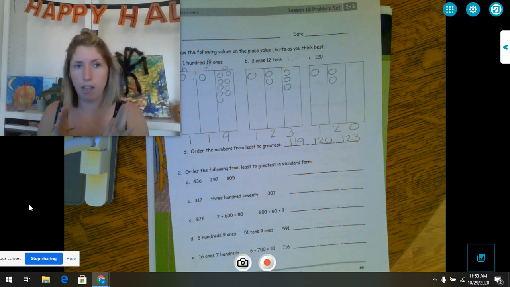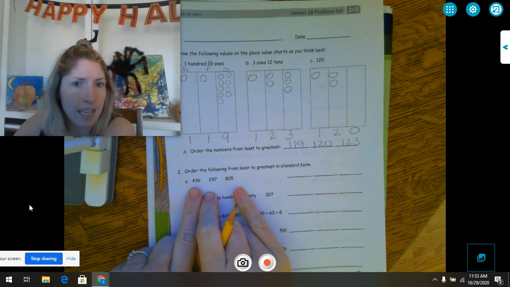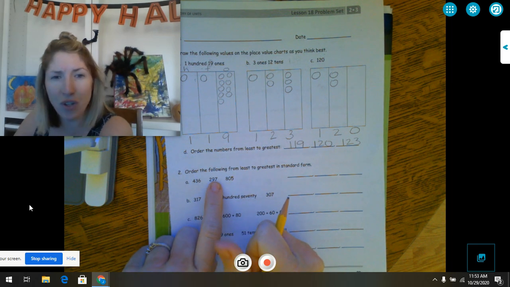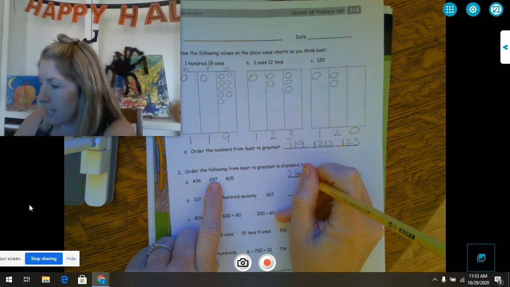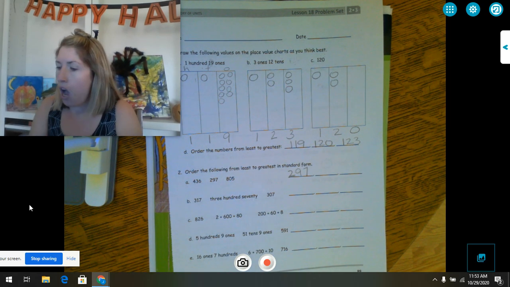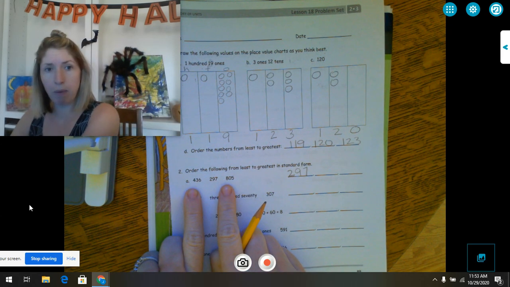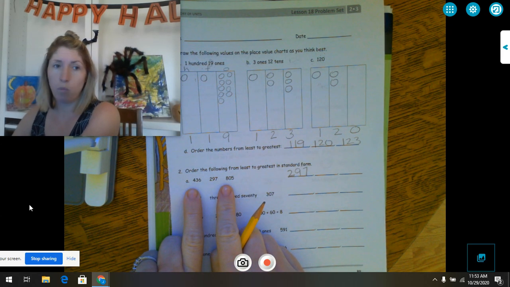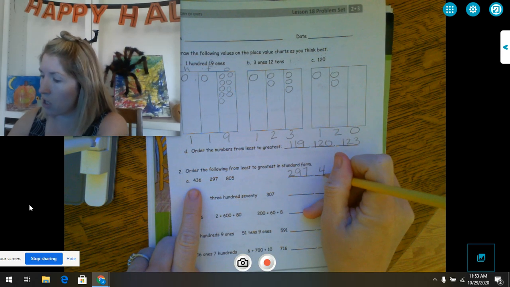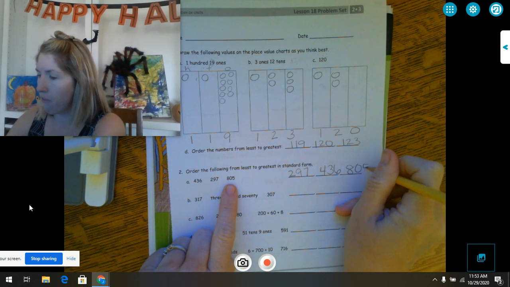So we're going to look at the hundreds places first. We have a 4 and a 2 and an 8. Well, that's easy. Which one has the smallest number in the hundreds place? The 2. So 297 is our least or the smallest number. Let's find the next smallest number. There's a 4 in the hundreds place and there's an 8 in the hundreds place. Which one is smaller? 4. 436. And our greatest number is the one that's left, 805.